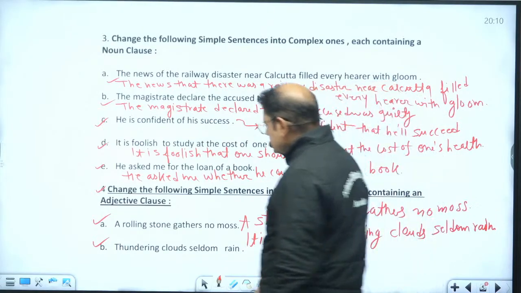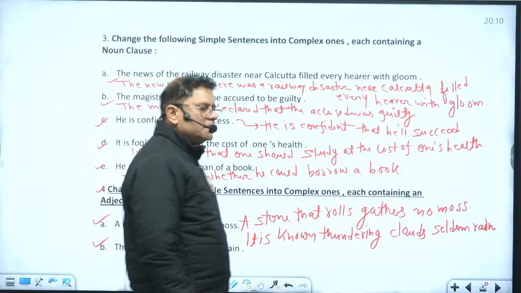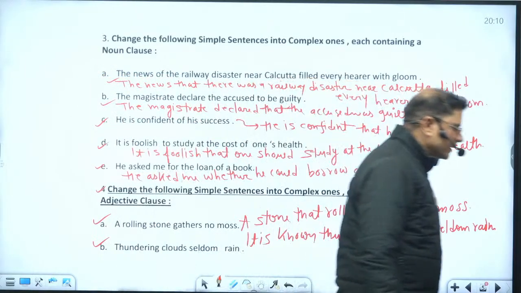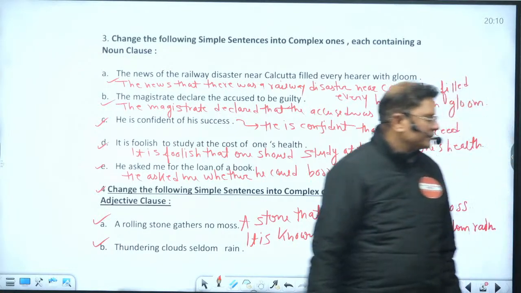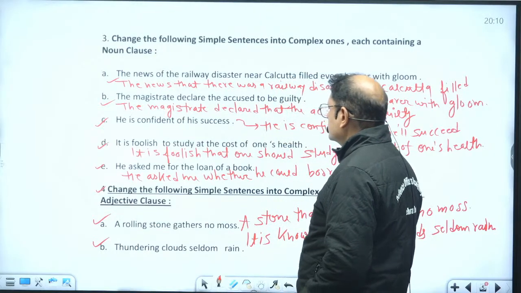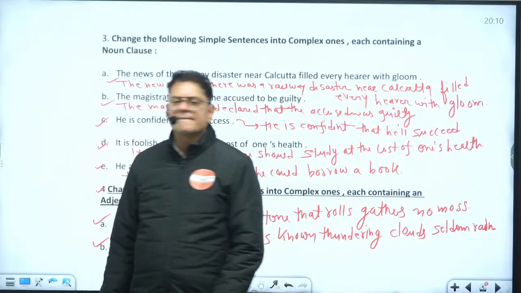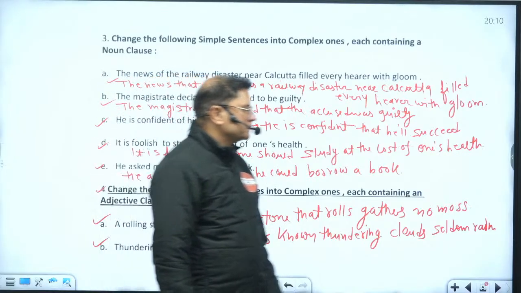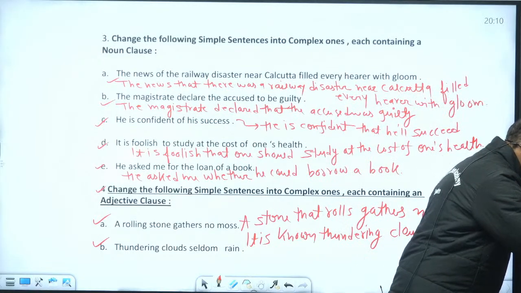Anshuman, you are right. A rolling stone gathers no moss is an idiom. If you can tell the meaning, we'll be happy to see. Very good.